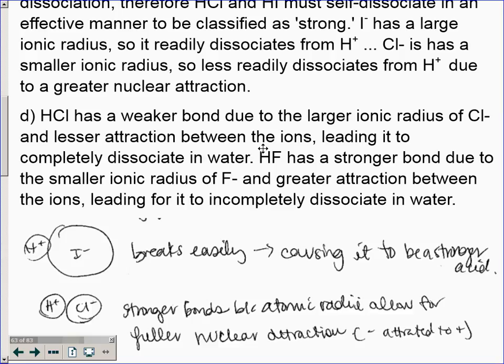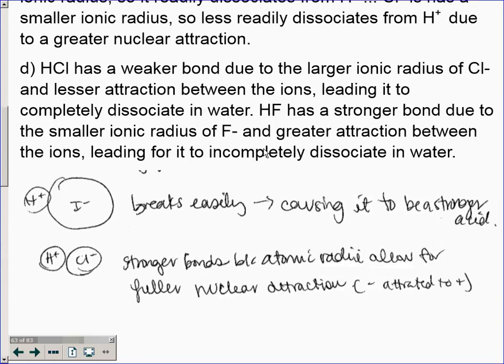So water does a lot of the work. The acids don't really do anything. Water does most of the work. Any more questions on the size for now? Okay, we will talk about that more.